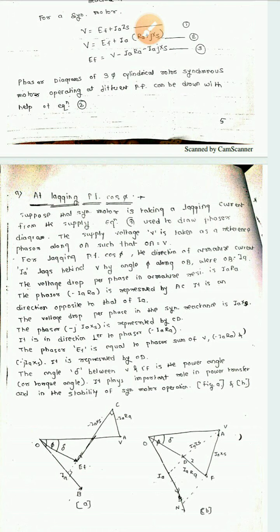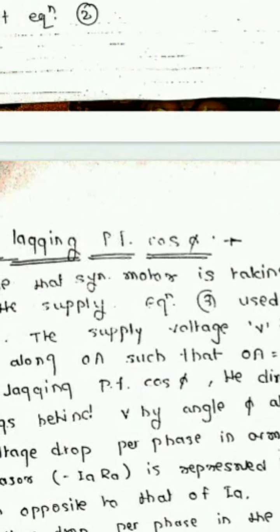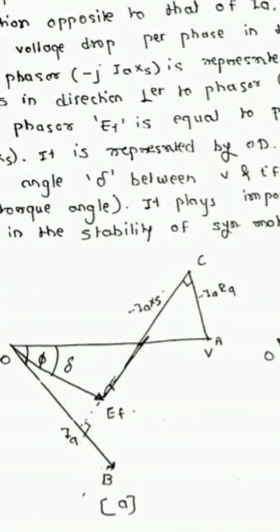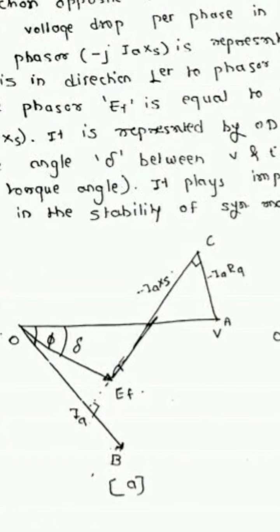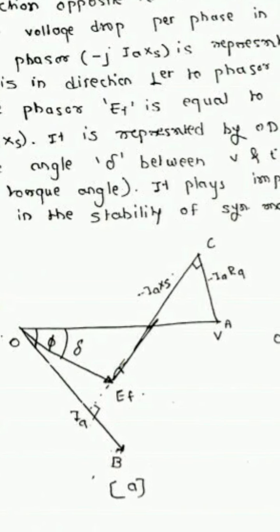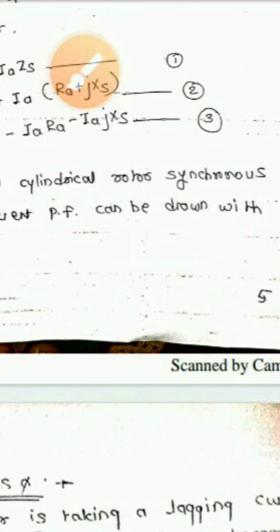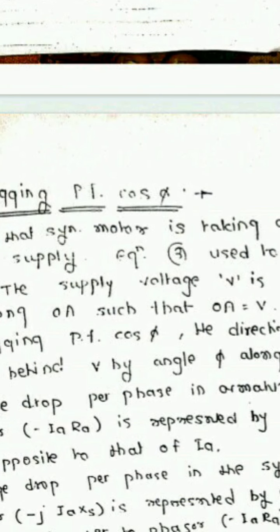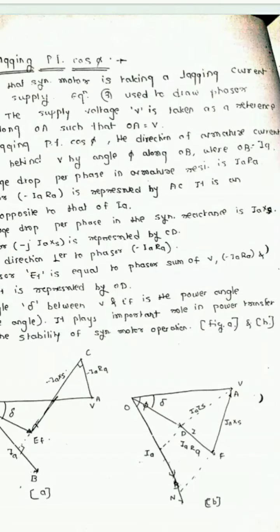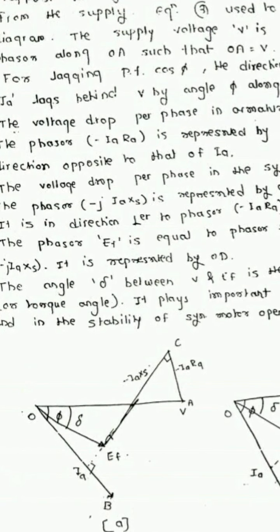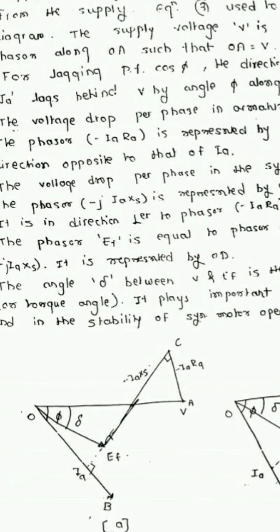Let's start with the first phasor diagram, that is, the phasor diagram at a lagging power factor, where the power factor is cos phi. As shown in the figure, this is the phasor diagram of the circuit. Suppose the synchronous motor is taking a lagging current from the supply. From equation number 2, which we have already derived, we will get the lagging current. Next, this equation is used to draw the phasor diagram.